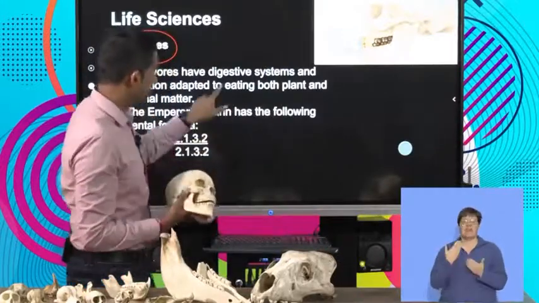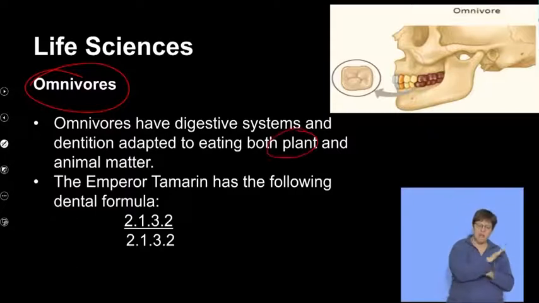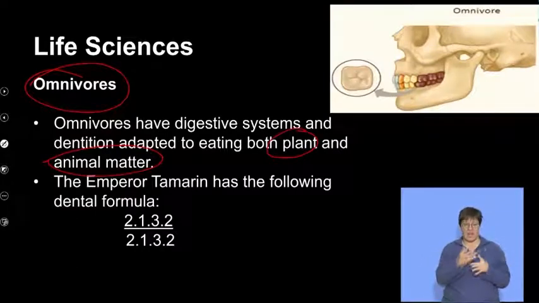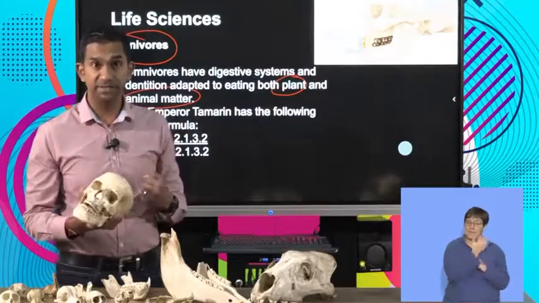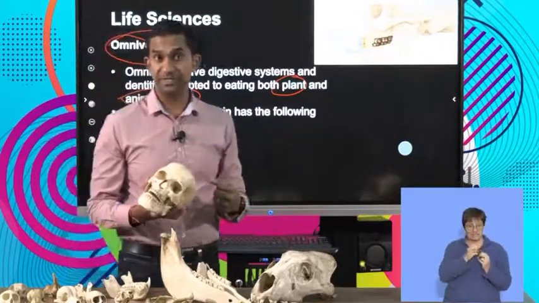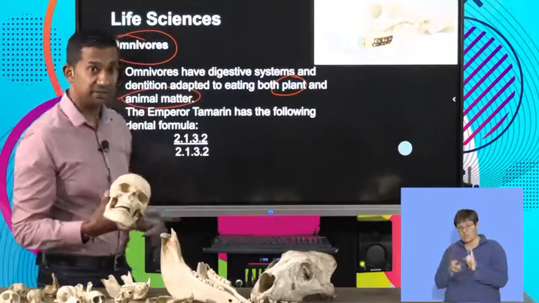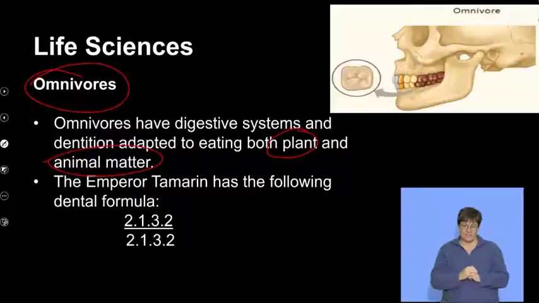The ability to consume plant and animal matter means that we've got to have teeth that allow us to bite off and grind the plant material, but also grind and chew some of the protein that we get from animal matter. An example is the emperor tamarin, which is a type of primate, and has the following dental formula.